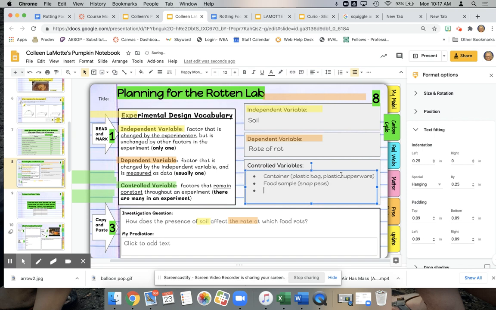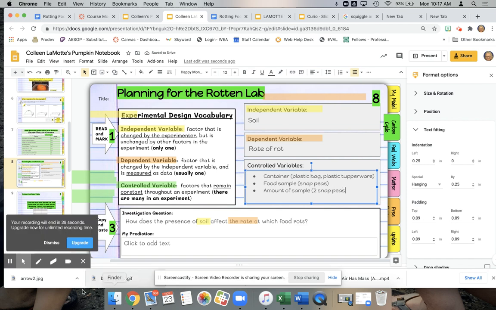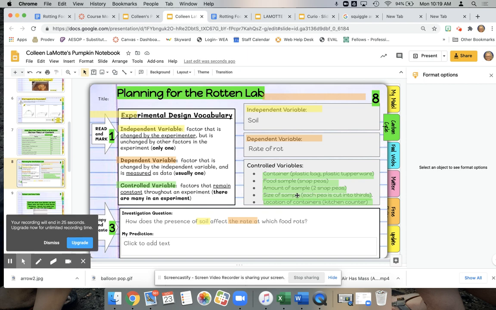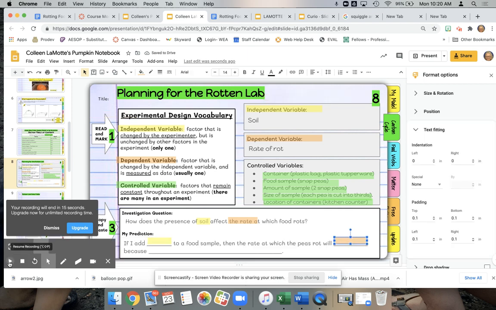Another thing that you're going to want to keep the same is the amount of sample. For me, I am using 2 snap peas in each container. I have added 2 more controlled variables, the size of the sample and the location of containers. I want my containers to be somewhere that is warm and that I can easily access every day.